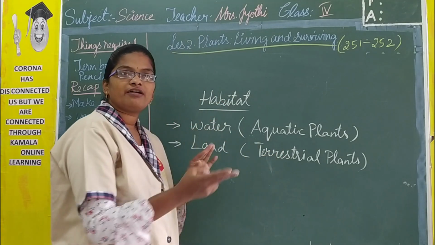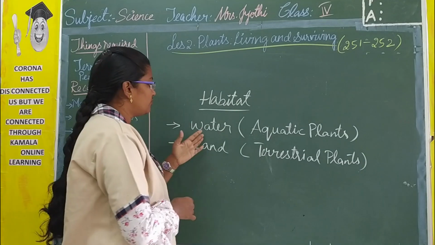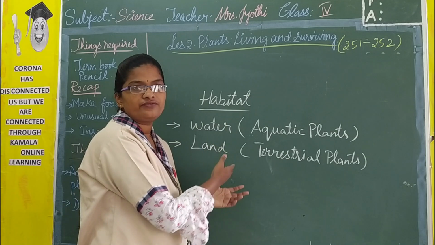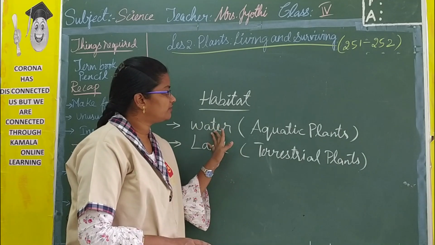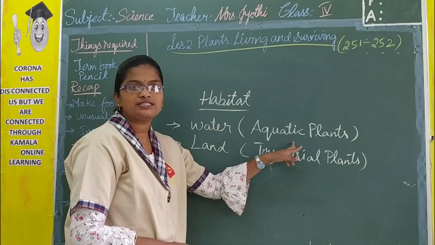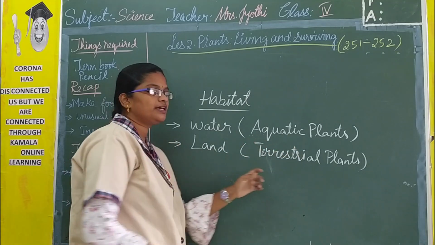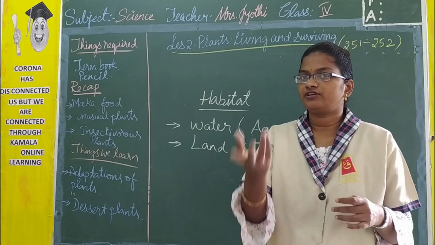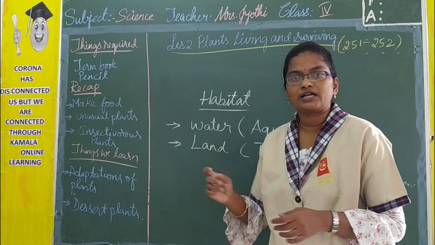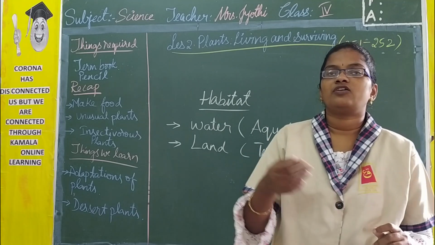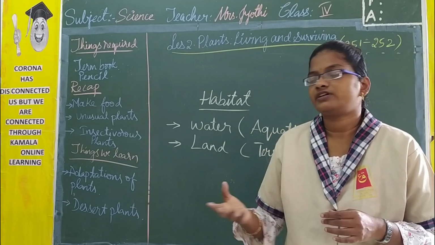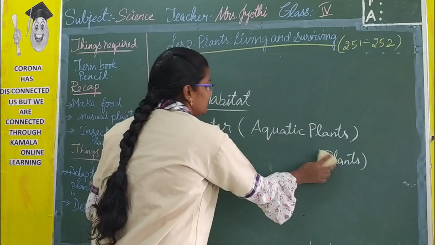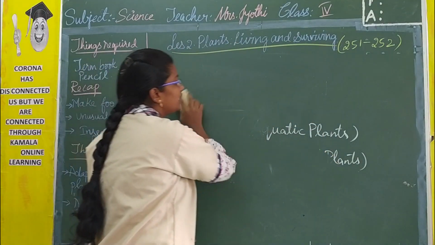So, based on the habitat, there are two types of plants. One is the plants which live in water and the plants which live on the land. Water plants are also called aquatic plants and the land plants are called terrestrial plants. Again in terrestrial plants there are different types. In water, aquatic plants also there are different types. Now let us see what are the different types of terrestrial plants. So what are terrestrial plants? The plants which grow on land.